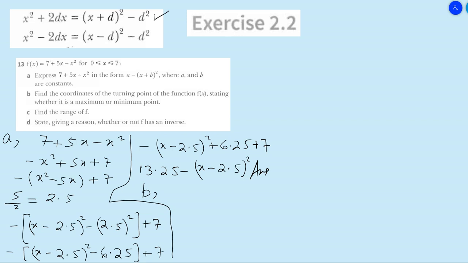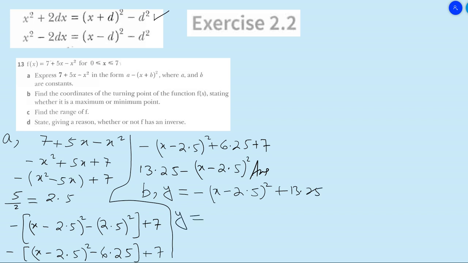Find the coordinates of the turning point of the function, stating whether it is a maximum or minimum point. Very easy. In order to write down a turning point or a stationary point, first write our answer: y equals minus (x minus 2.5) whole square plus 13.25.